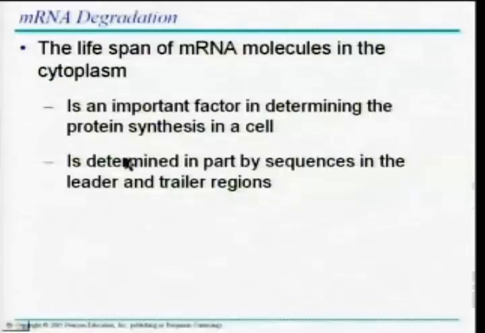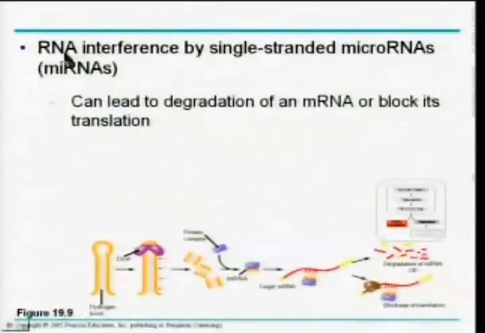So, the lifespan is determined in part by sequences in the leader and trailer regions of the molecule. RNA interference by single-stranded microRNAs can occur, and this is at the level of mRNA degradation. And, of course, if you impact degradation, accelerate it or slow it down, you impact translation. So we see both of those boxes lit up here in our little cell that we've been following. So the microRNAs can lead to degradation of an mRNA or block its translation.